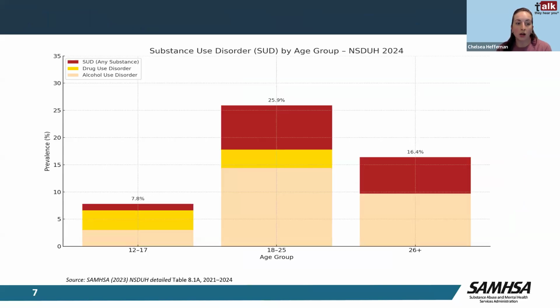This data shows substance use disorders by age group. We can see that adolescents and young adults are at significantly higher risk, and early use often leads to those long-term issues. This is where, again, prevention is most powerful. We'll talk about why our campaign is so important, because it focuses on reaching parents, schools, and youth-serving professionals, so those who are in youth's lives the most, and reaching them early and effectively.